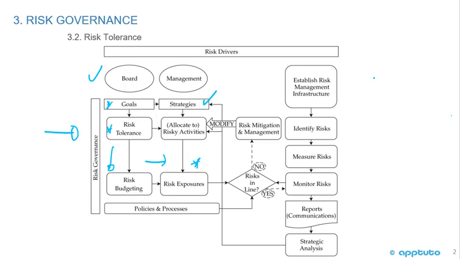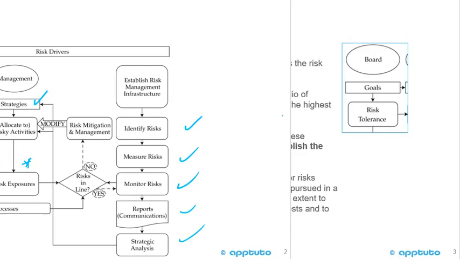Okay? So on the right-hand side here, we saw from a previous LOS about the risk management framework, and this is just a nice review with regards to a framework. So number one, we establish risk management infrastructure. 2 is identify risks. 3 is measure the risks. 4, monitor risks. 5, report communications. And then finally, some strategic analysis.